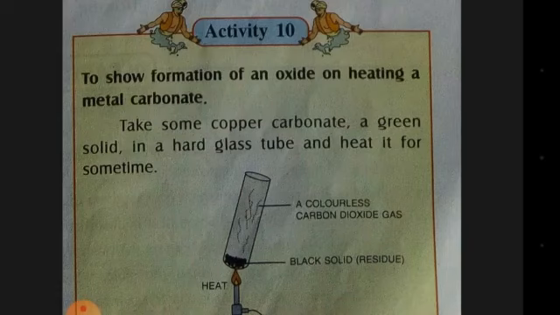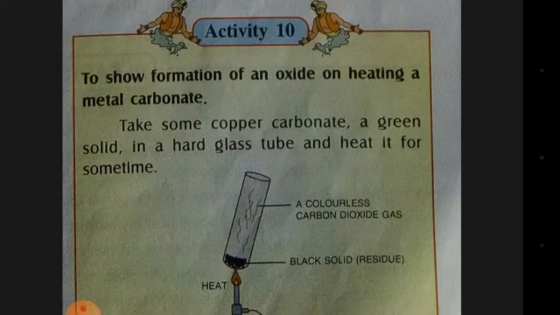So, I have already said that metal oxides can be formed by heating or without heating a metal, or by heating metal carbonates or metal nitrates. So there are three ways of making oxides. Number one is heating or without heating a metal. Number two, heating a metal carbonate. Number three, heating metal nitrates.